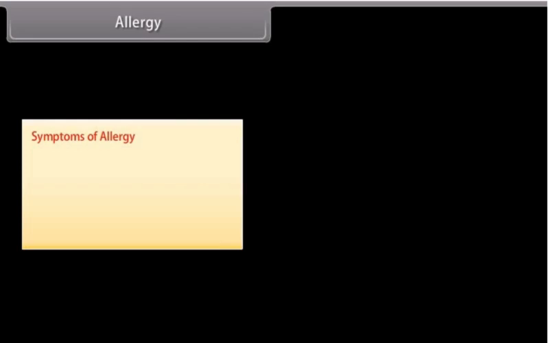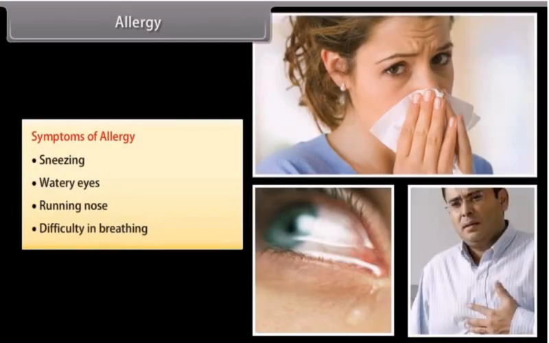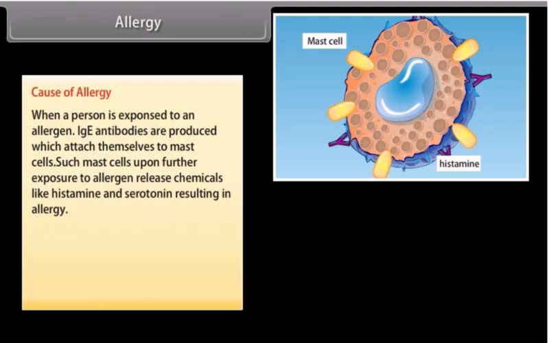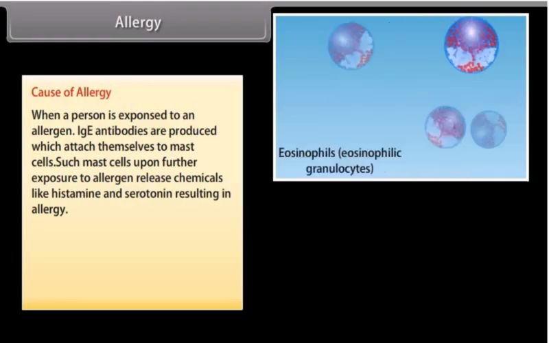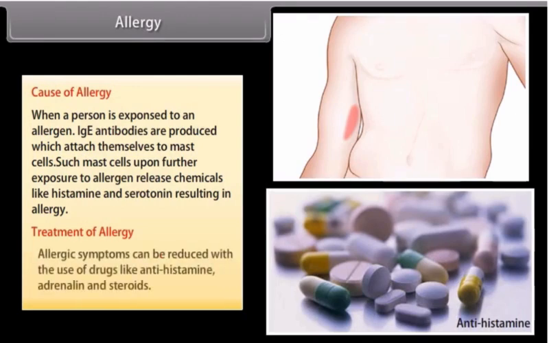Symptoms of allergy: sneezing, watery eyes, running nose, difficulty in breathing. Cause of allergy: when a person is exposed to an allergen, IgE antibodies are produced which attach themselves to mast cells. Such mast cells, upon further exposure to the allergen, release chemicals like histamine and serotonin resulting in allergy. Treatment of allergy: allergic symptoms can be reduced with the use of drugs like antihistamine, adrenaline, and steroids.